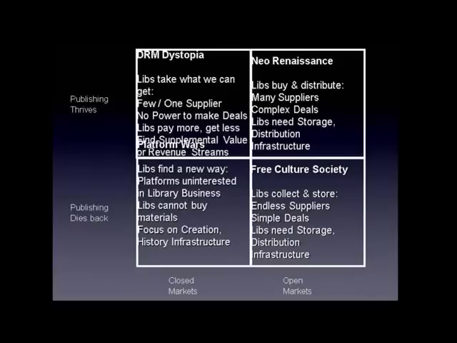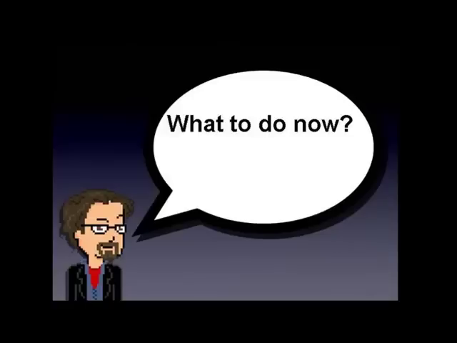And you notice that in three of these four scenarios, in a very messy slide, what libraries need is storage and distribution infrastructure. Which means unless we wind ourselves in DRM dystopia, which is, of course, the way things look like they're going at the moment, all three of those other situations are going to require libraries having local storage and distribution infrastructure, because that's what libraries do. We store stuff and we distribute it. And just because it's going digital doesn't mean that all has to change.